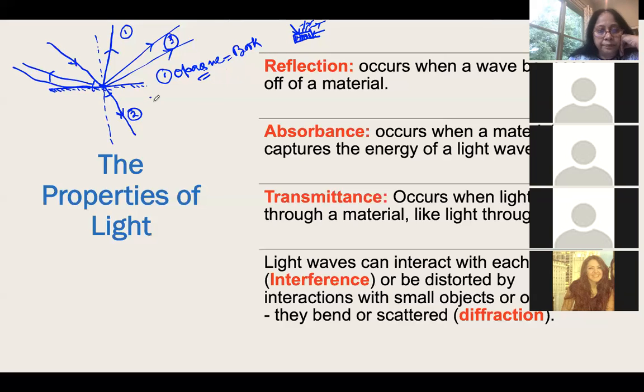Now, the second type of material is called transparent material. Examples of transparent material are air, water, you can say glass. So when light passes through the air, what happens? Light completely goes through that material.